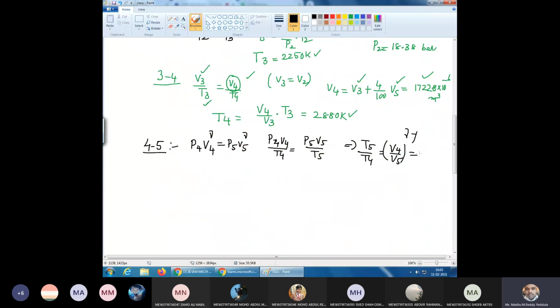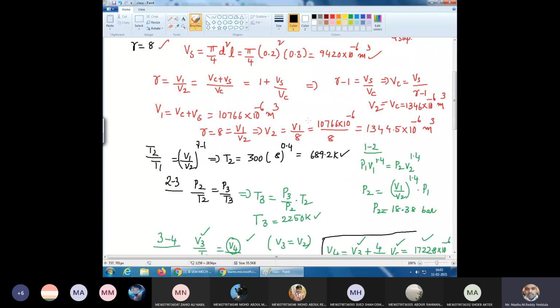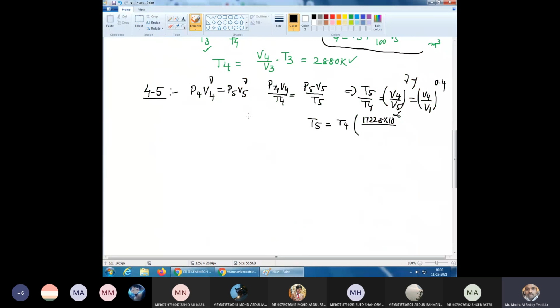Therefore, V4 by V1 whole power 1.4 minus 1. This is 0.4, right? V4 value we have, we just calculated it. V1 is given in the problem. Therefore, T5 is equals to T4 into V4, which is 1722.8 into 10 power minus 6, divided by V1, how much? V1 is equals to 10766 into 10 power minus 6. T4 is known, 2880. If you substitute, you will get T5 as 1384 Kelvin.